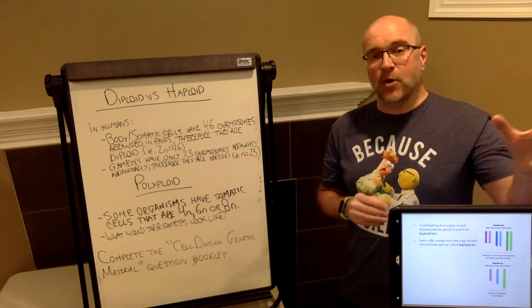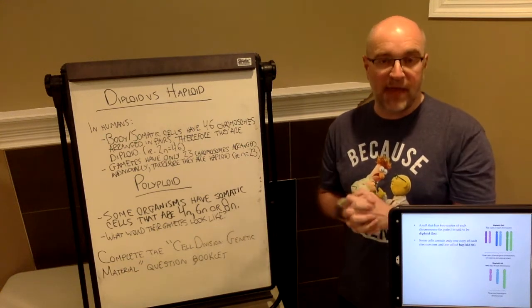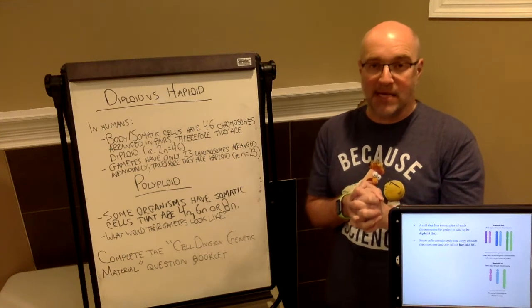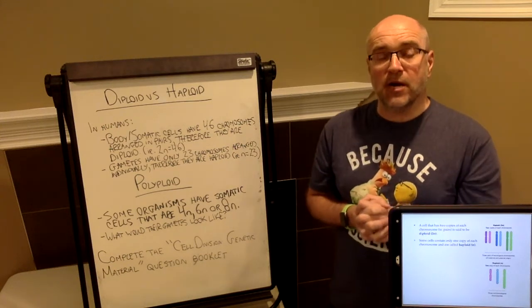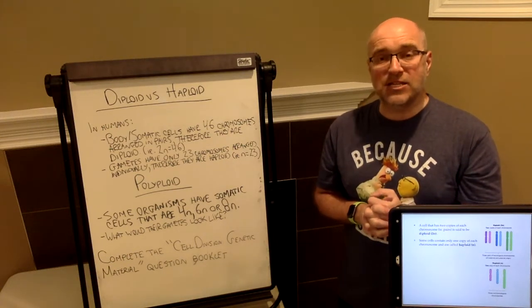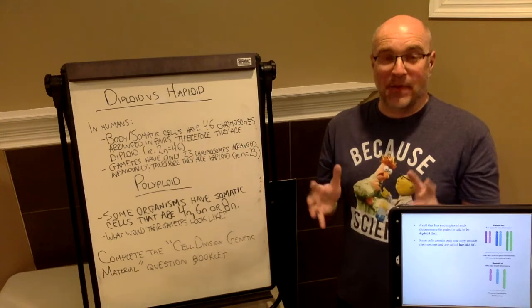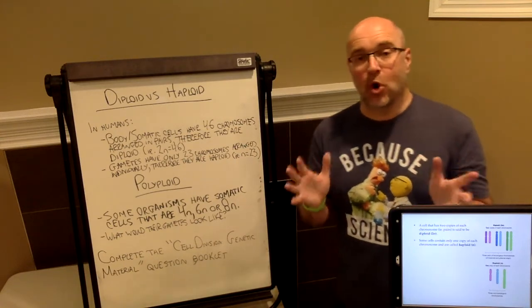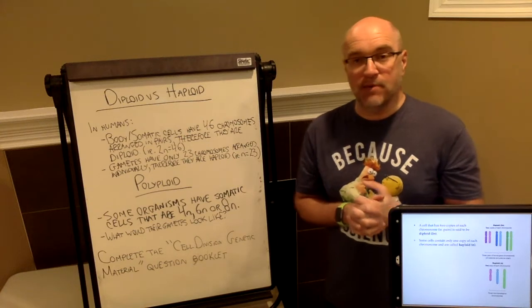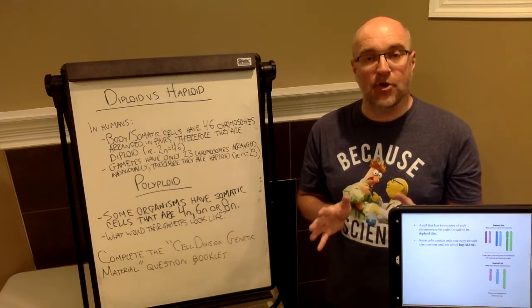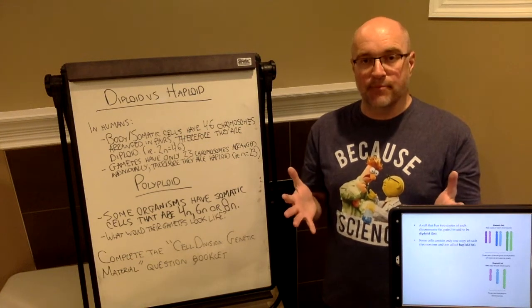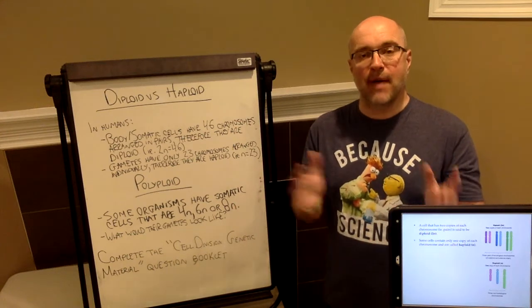Because imagine if you had a sperm and an egg that both had 46 chromosomes. If they fused together and created a zygote, it would have 92 chromosomes. That's double the amount of chromosomes that we would normally expect to see in a human body cell, so that's going to be a problem. In order to alleviate that problem, sex cells have half the normal amount of chromosomes.